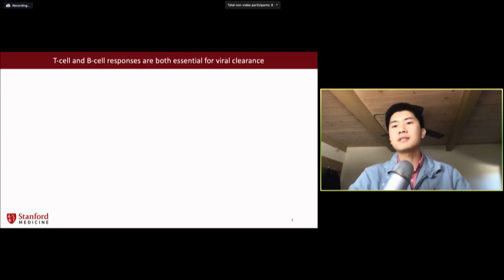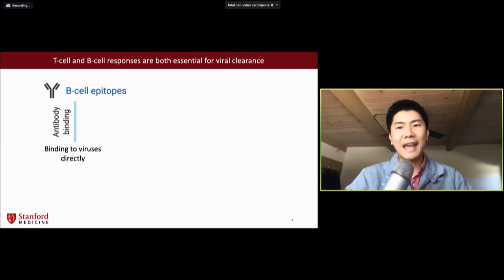How does our immune system fight off a viral infection? First, B cells can produce antibodies that bind directly to specific parts of a viral protein. It can potentially stop entry of viruses into human cells. We call the parts of a viral protein targeted by a human antibody B cell epitopes.